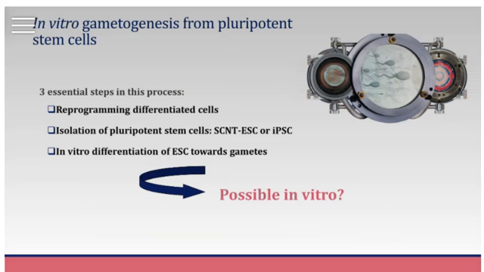So there are 3 essential steps in the process of making in vitro gametes from pluripotent stem cells. Pluripotent means that they can form each cell type of the body. First, you have to reprogram differentiated cells. You have to isolate the pluripotent stem cells from these. And then finally, if you have the stem cells, you have to direct them towards the gametes. So the question is: is all this possible in vitro?